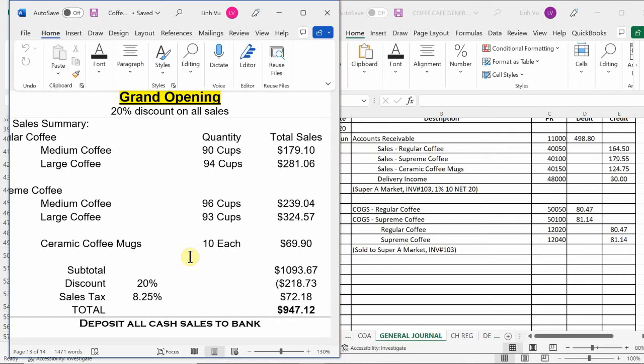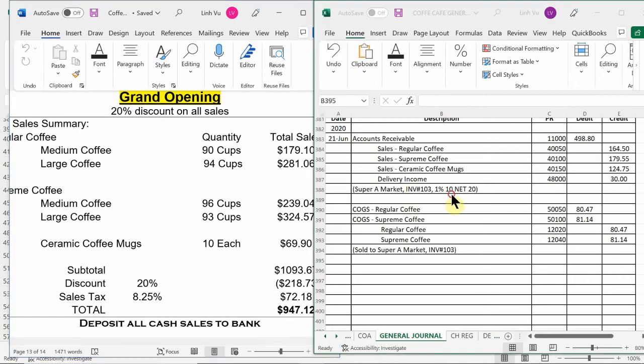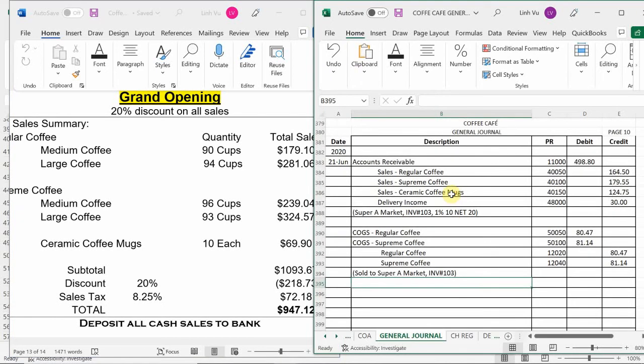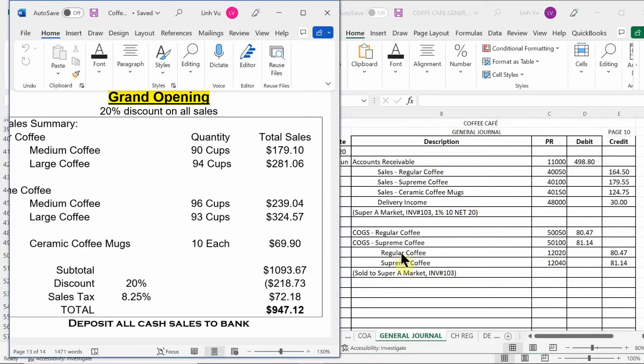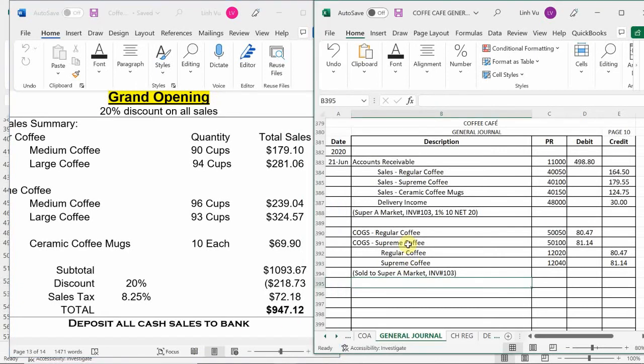All right. So, how do I record my sales? What do I need to include? You're going to include tax payable. You're going to have sales tax payable. What else? The discount. What else?